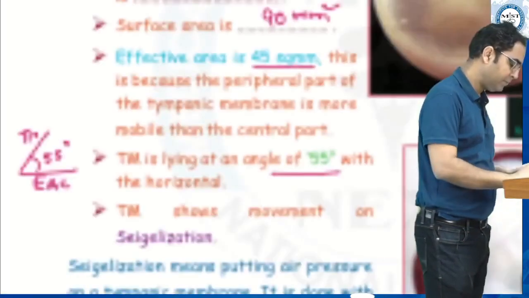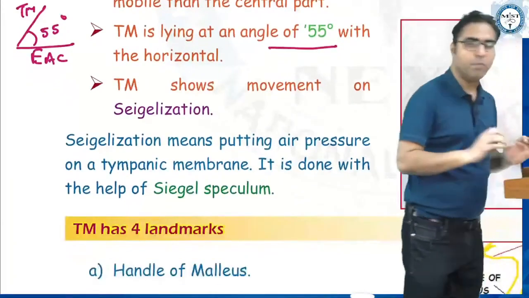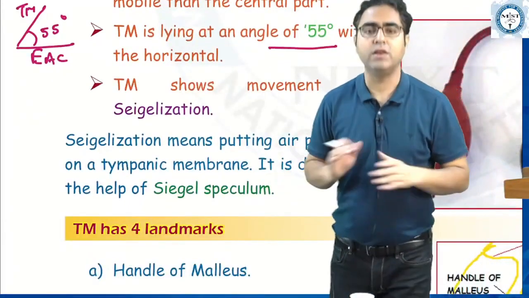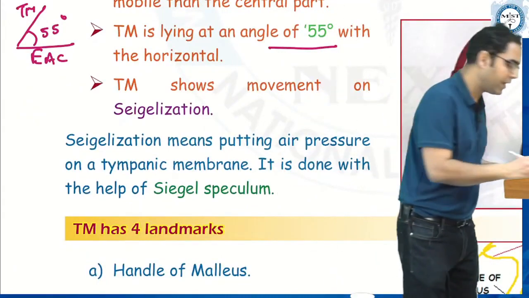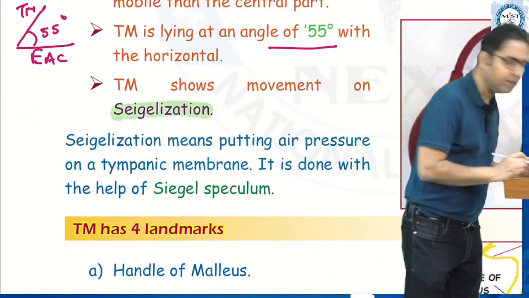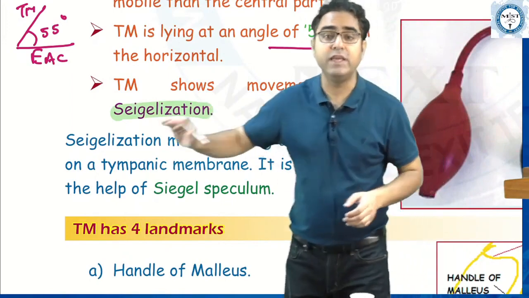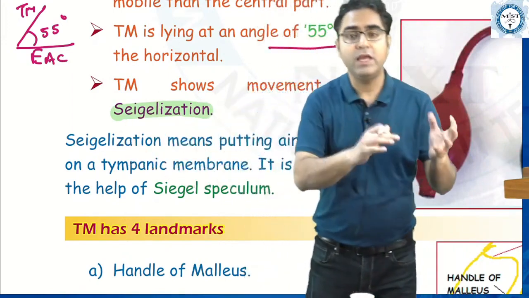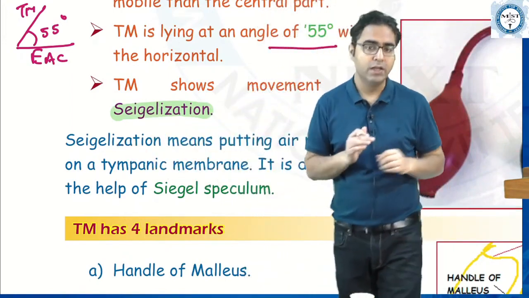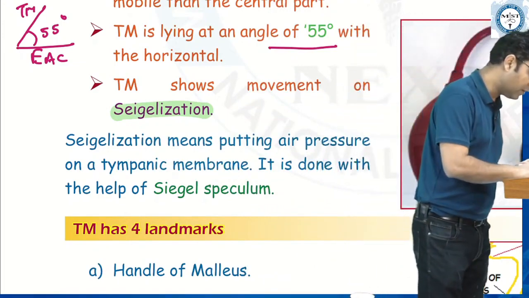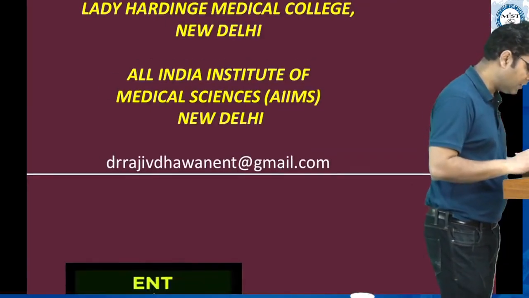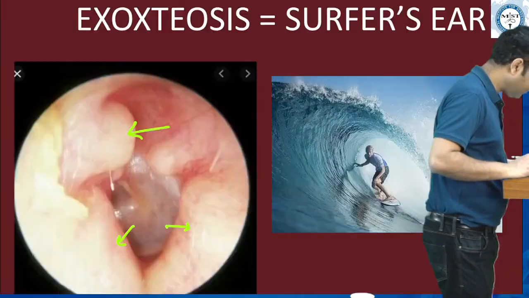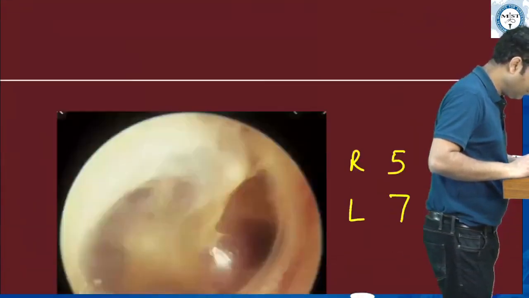Next point. The TM shows movement on siegelization. Siegelization, beta. New word. Tell me, what is the word? Siegelization. What is siegelization? Look at the screen, beta.